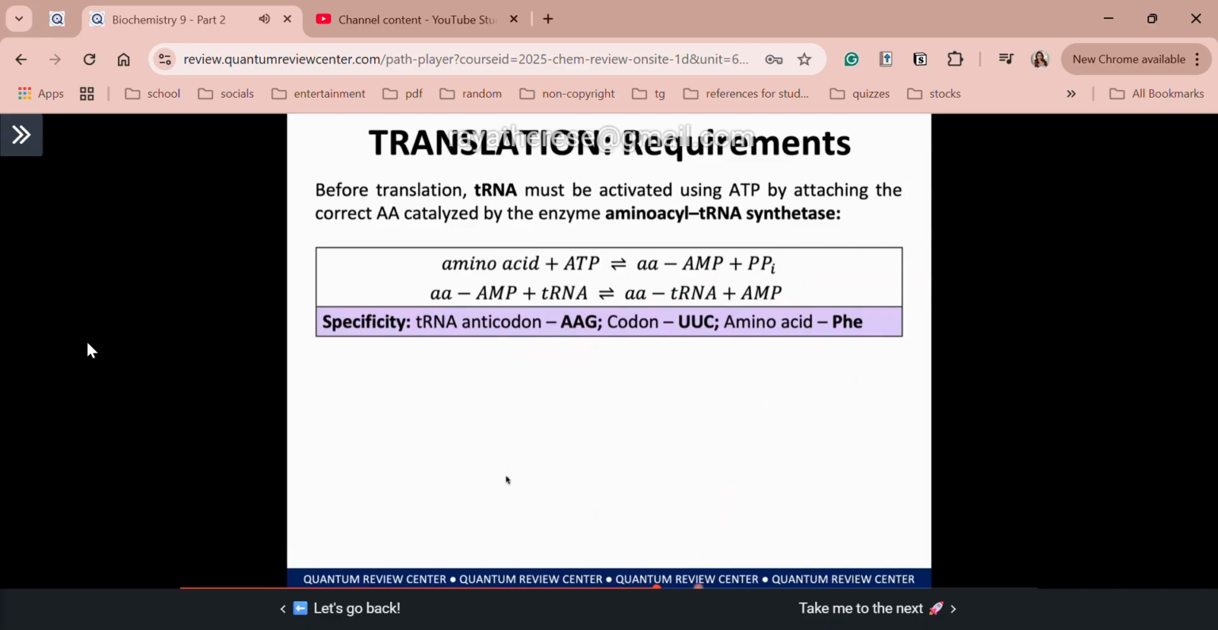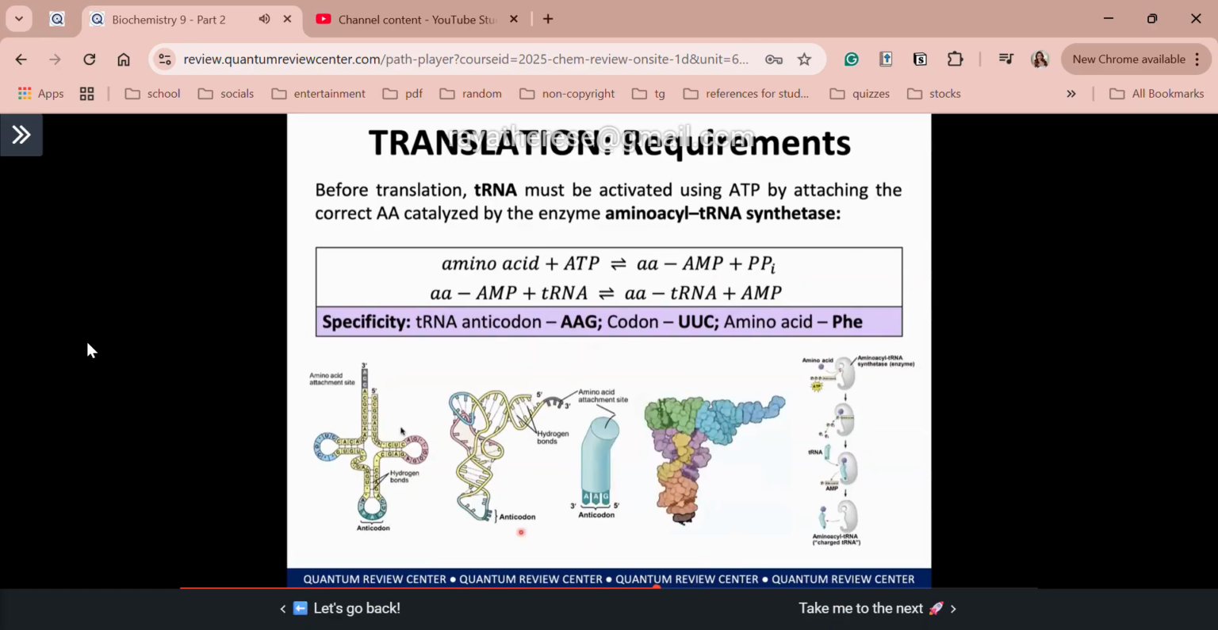Class, again, this is the structure of your tRNA. And here is the attachment site of your amino acid in your 5' CCA 3'. Alright, so class, please remember this attachment site. And here is your mechanism of your charging or activation of your tRNA. Remember, the enzyme again is aminoacyl tRNA synthetase.